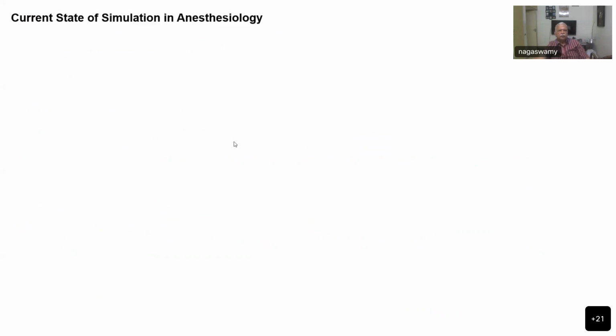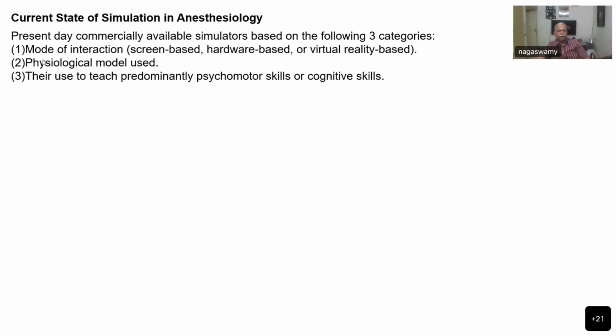Now, current state of simulation in anesthesiology. The present day commercially available simulators are based on the following three categories. They are based on the mode of interaction, whether it is screen-based, hardware-based, or virtual reality-based, which you, Pavitra, mentioned, and the physiological models that are used, and they're used to teach predominantly psychomotor skills or cognitive skills. So these are the three categories of simulators that are available.